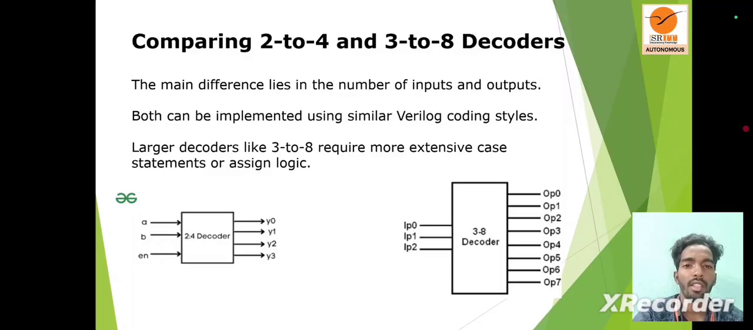Here we see the diagram also, the 2 to 4 decoder and the 3 to 8 decoder. 2 to 4 has 2 inputs, 1 enable and 4 outputs, and the 3 to 8 decoder has 3 inputs and 8 outputs D0, D1, D2, D3, D4, D5, D6, D7. The main difference lies in the number of inputs and outputs. Larger decoders like 3 to 8 require more extensive case statements or assign logic.